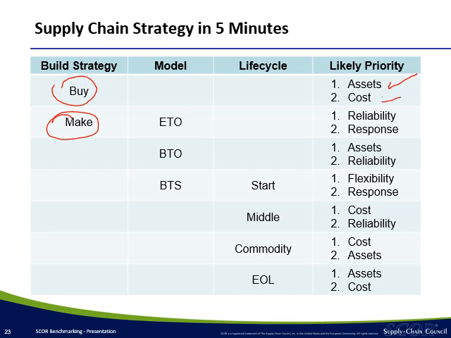So this is the most recommended priority or strategy, because your supply chain needs to save money, and your supply chain needs to use the assets that they have, the warehouse that they have. They need to use it very well. If you're doing making, we have three types of making. You either do engineer to order, build to order, or build to stock.